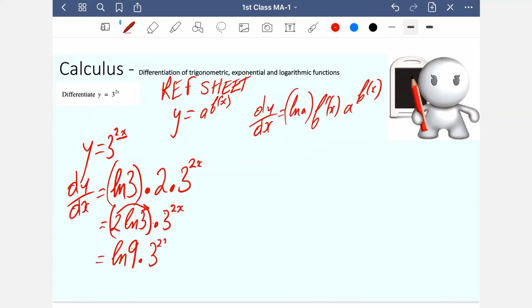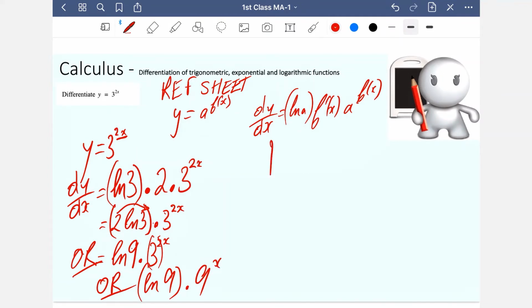Multiplied by 3 to the power of 2x. Another alternative, so these are all... another alternative, well, you could do this. So the log of 9 multiplied by 9 to the power of x. Okay. So some nice alternatives, or you could have done this right at the start.